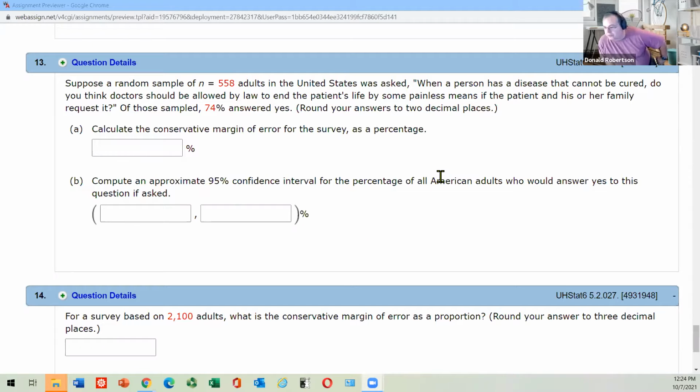Do you know that there are some countries in Europe where that is legal, where you can actually do that? As far as I know, it's illegal in America, isn't it? The person who does it gets charged with assisted suicide, I think is the jargon for it.